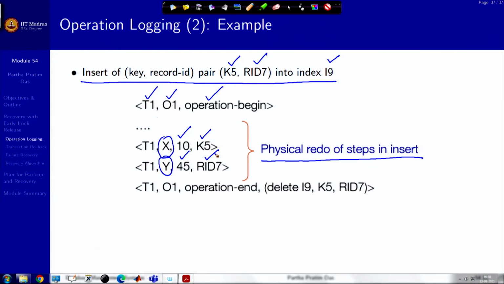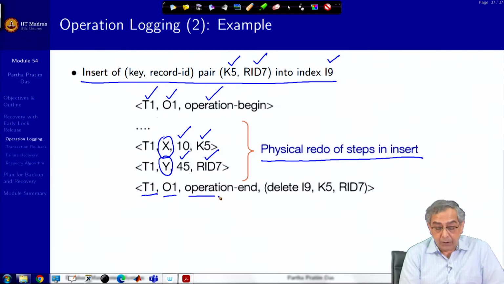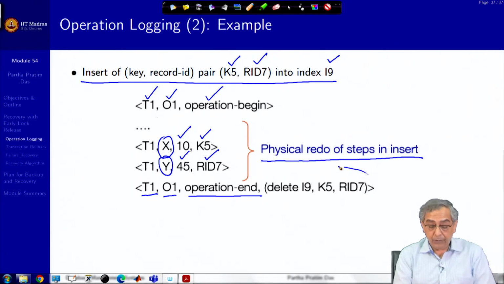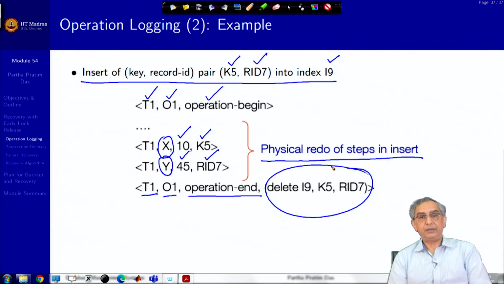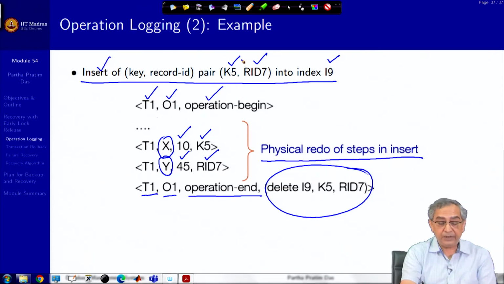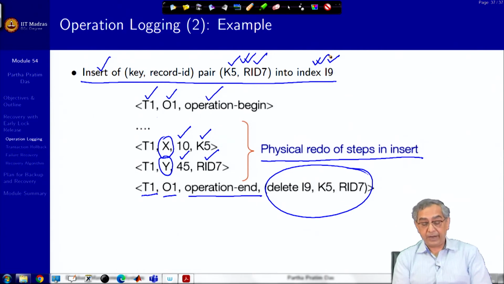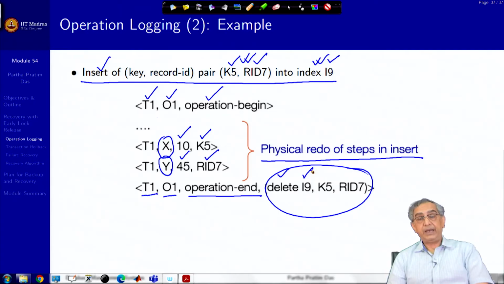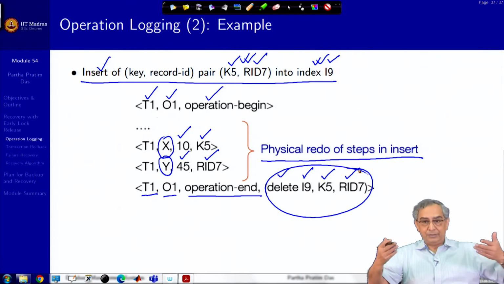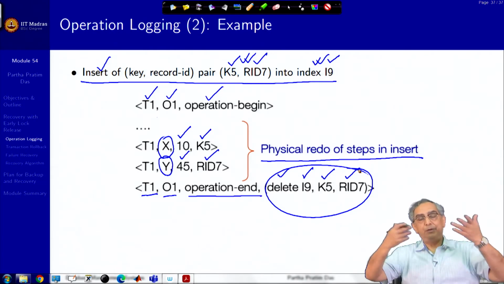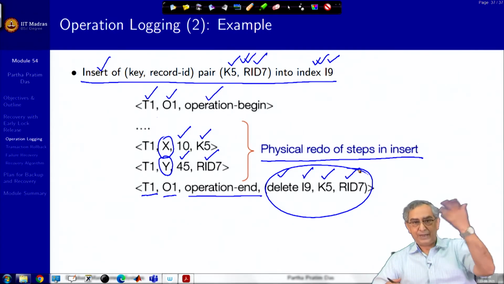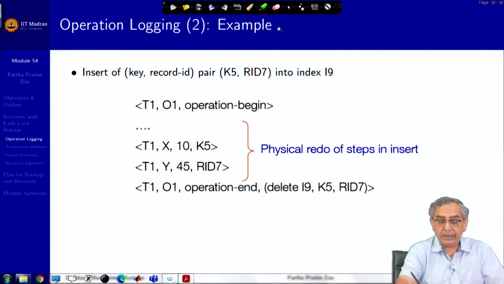And then, with this insert that O1 is doing, we want to keep track so that you will be able to undo it. So, we say the transaction, the operation ID, operation end, but you write the logical undo operation. Since you have done an insert of this key value in index I9, you write delete from index I9 key K5 record ID RID 7. So, if you need to roll back, you will be able to do this delete, get rid of it, and then do the rest of the redo undo stuff.